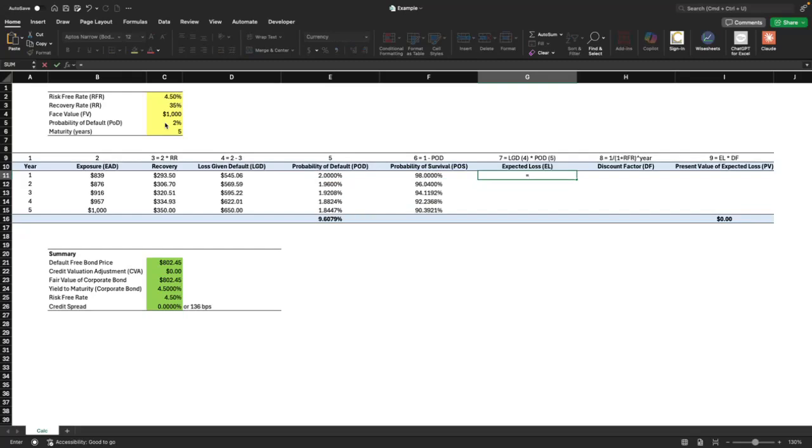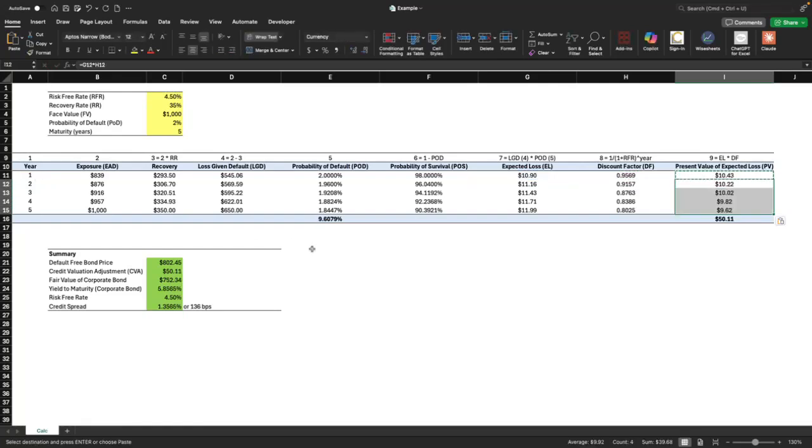Now expected loss is simply your loss given default times your probability of default. Discount factor is simply discounting by the risk-free rate divided by number of years, raised to the power of number of years. And finally, present value of expected loss is expected loss times that discount factor. So here we have it. This number that you see is called CVA, credit valuation adjustment.